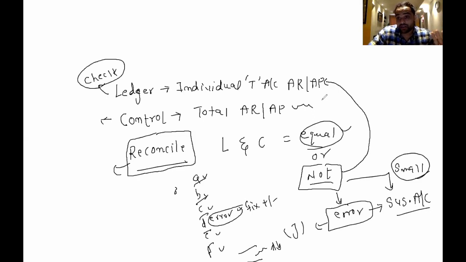Maybe that journal entry is wrong, right? But here we are not rectifying the journal entries. Here we are rectifying the T accounts, the balances of individual T accounts. We're going to fix those balances. That's the purpose here.